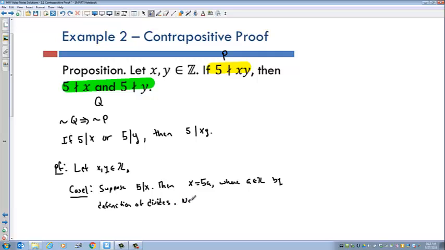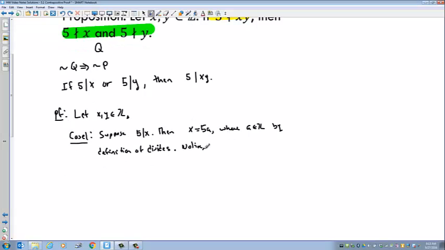And then notice what? So notice here that x times y is equal to 5a times y, which is the same thing as saying 5 times b, where b is equal to a times y, and it's an element of the integers.